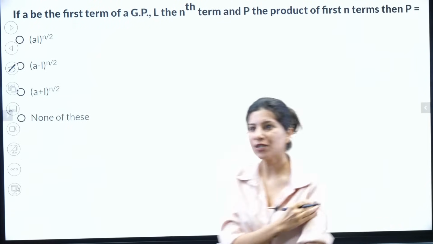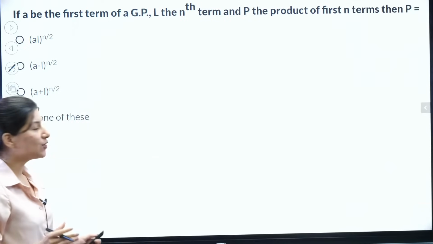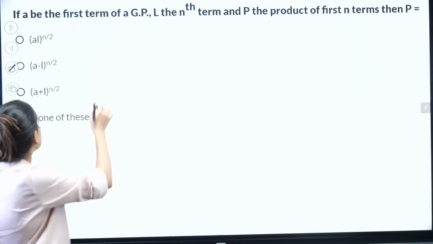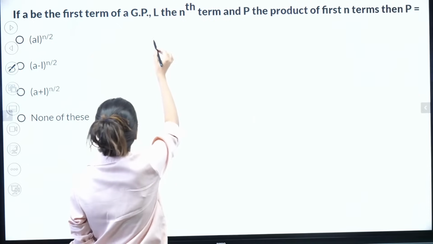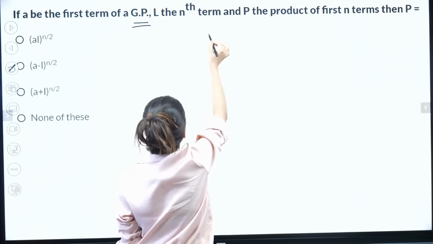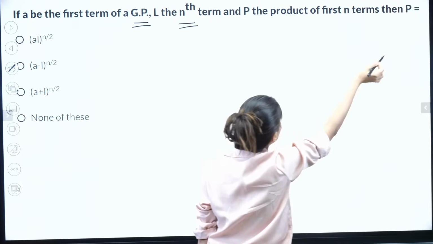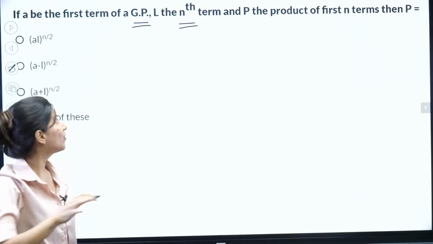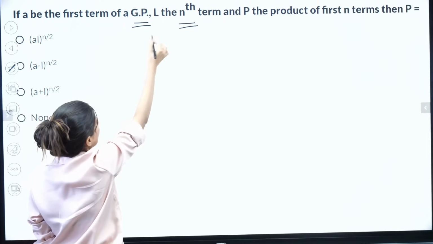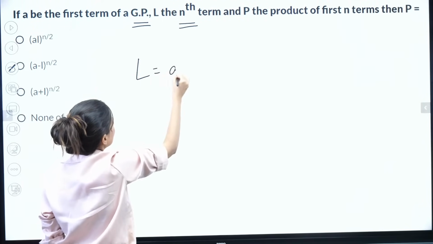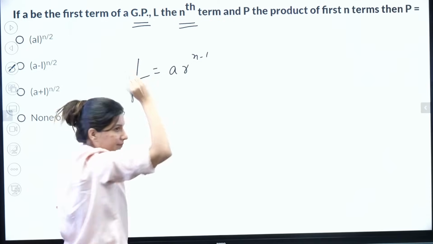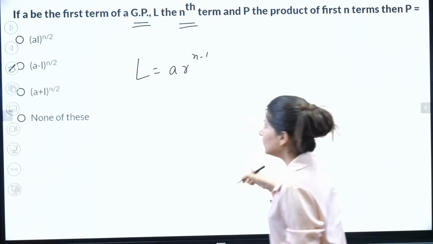All right. Next question on your screen. Let us do sequence and series. This is from sequence and series. Let A be the first term of a geometric progression and L be the nth term and P be the product of the first n terms. So P we are looking for. So first term is A, L is the nth term. What is L? A r raised to power n minus 1. So we need A.